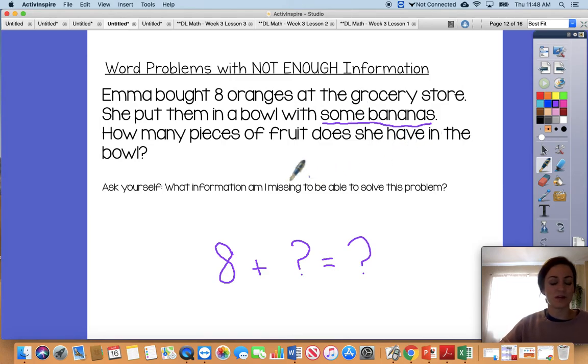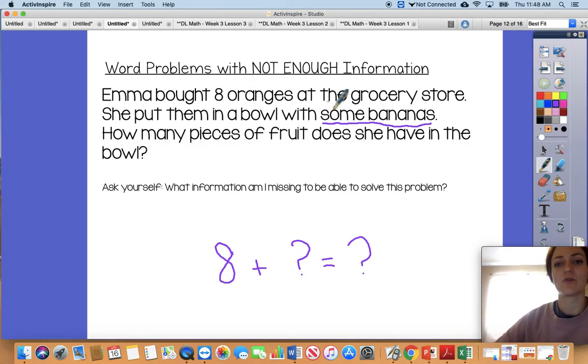We can't find the answer to this. We can't say 8 plus something equals something. We need to know how many bananas there were in there. Okay, so that is the missing information. They didn't give you enough information to actually solve this. So what we're going to do is come up with our own.